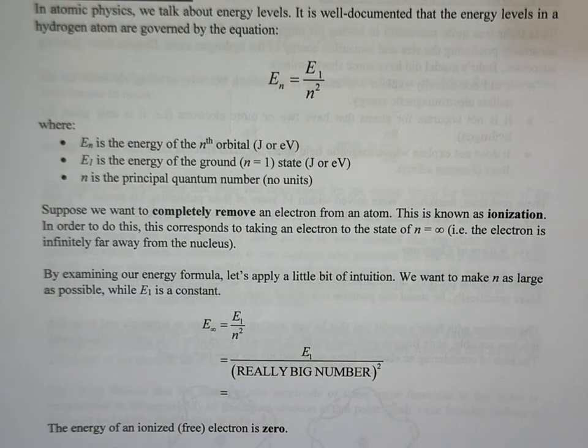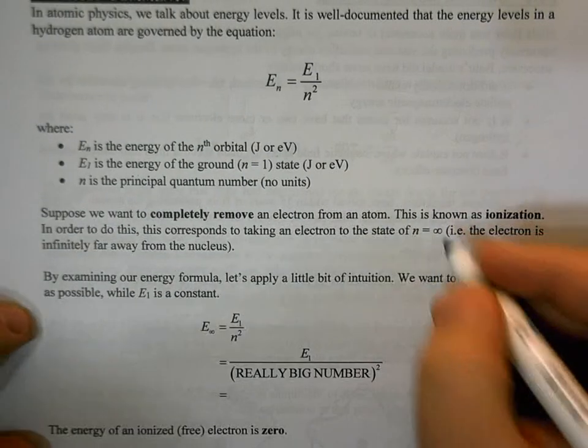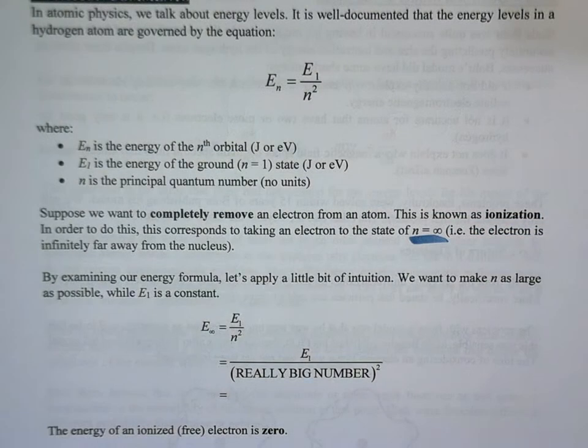Now, sometimes we're very interested in moving an electron completely from the atom. If we completely remove an electron, this is what we refer to as ionization. Because if we strip that electron out, we're going to add a positive charge to this atom, so now it's ionized. When we're ionizing something, we're taking it to the state n equals infinity. We're saying the electron's infinitely far away.